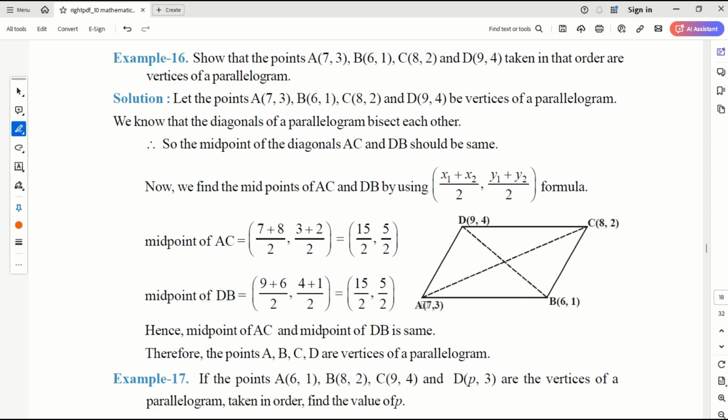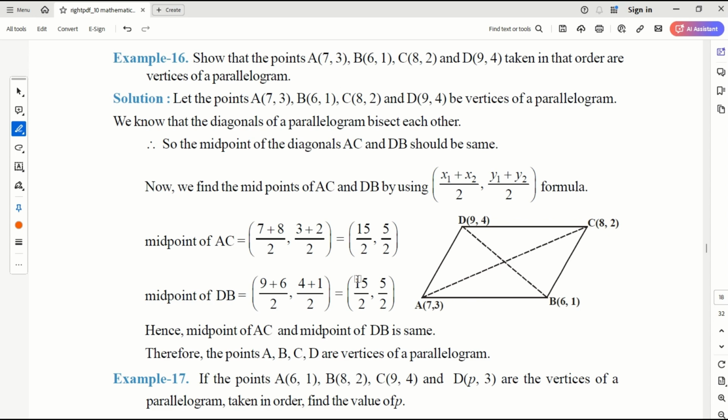diagonals. Okay. So if you see here, 7 plus 8, 15 by 2. With the y coordinate, 3 plus 2, 5 by 2. Similarly, 9 plus 6, 15 by 2, and 4 plus 1, 5 by 2. Okay. So both the diagonals' midpoint is same, which means the given coordinates are basically of a parallelogram.